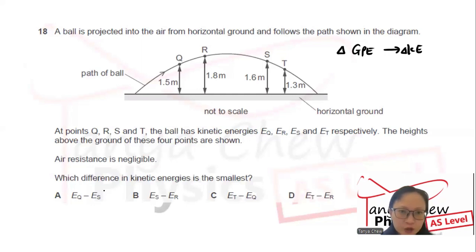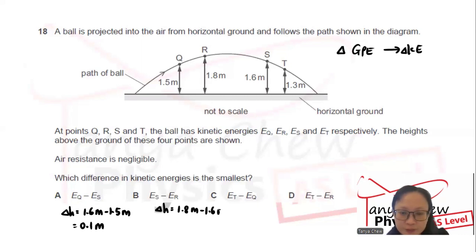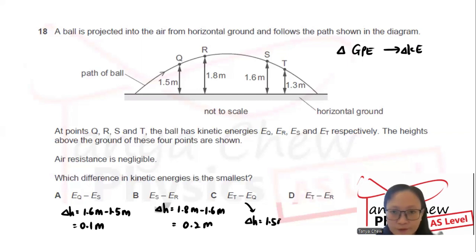Let us look at the first one, EQ and ES. The height difference, delta H, is equal to 1.6 meter minus 1.5 meter. I get 0.1 meter. What about B, ES and ER? The change in height is 1.8 meter minus 1.6 meter, so the change in height is 0.2 meter. What about C, ET and EQ? You just take the larger number, 1.5 meter minus 1.3 meter, you get 0.2 meter.